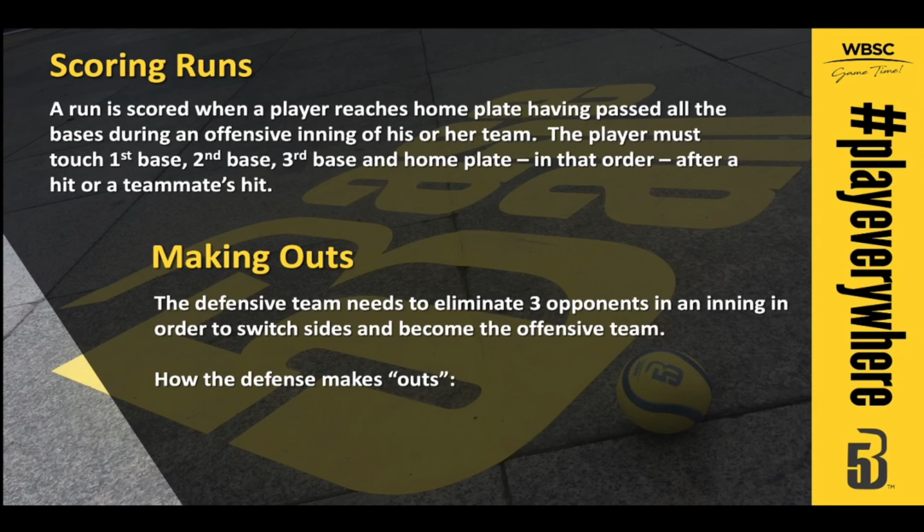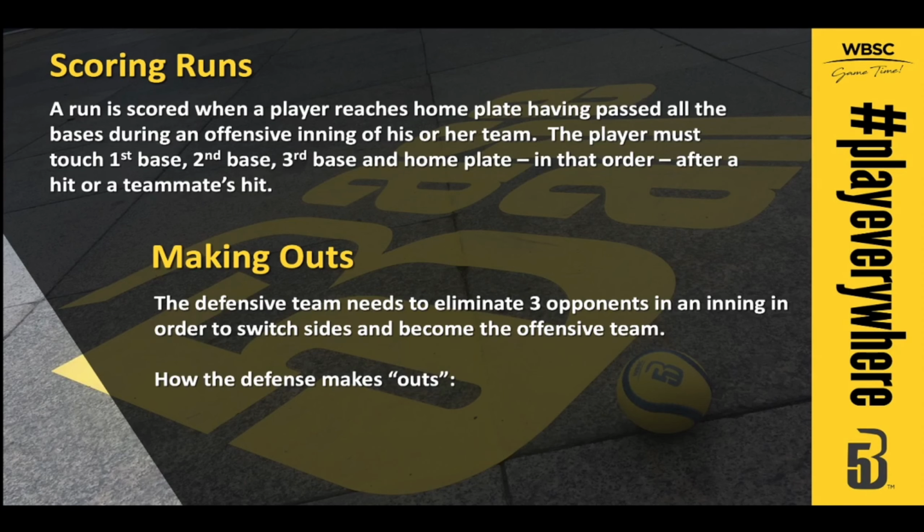Moving on, we'll have a quick note here about scoring runs. Just like in baseball and softball, a run is scored when a player reaches home plate having passed all the bases during an offensive inning of his or her team. The player must touch first base, second base, third base, and home plate in that order after a hit or a teammate's hit. And of course, they must complete their trip around the bases without having been ruled out by a defensive play or due to illegal behavior.